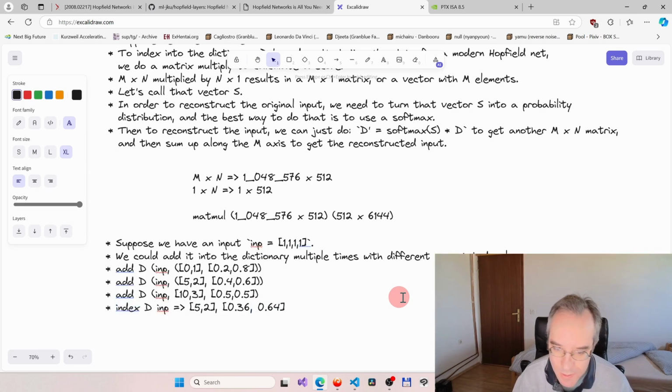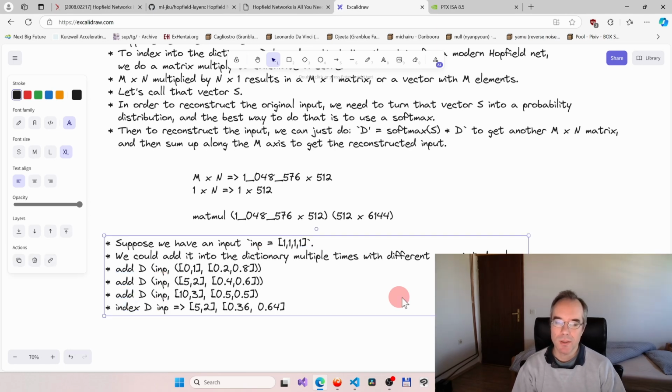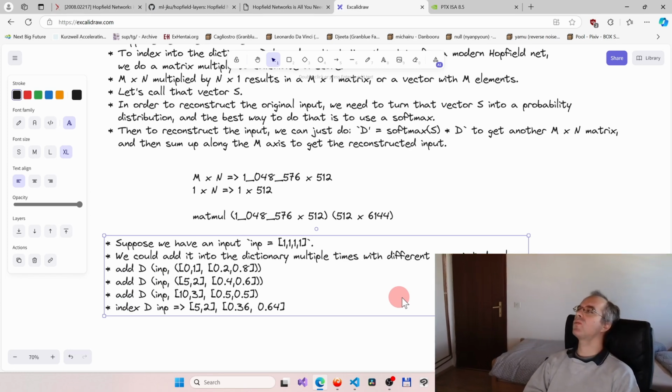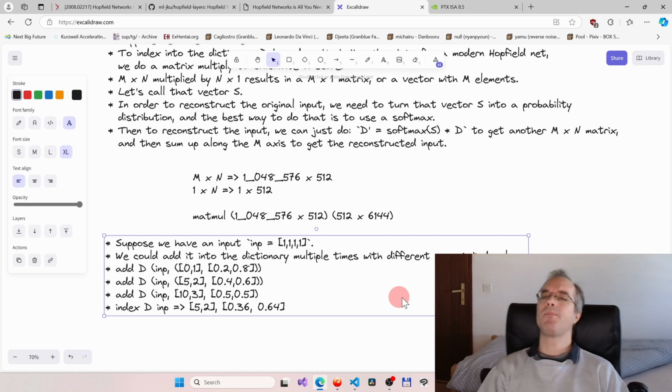Okay, let's just make it like 64. So it sums up to 1. And yeah, this is basically how we could use this kind of associative memory to do reinforcement learning.